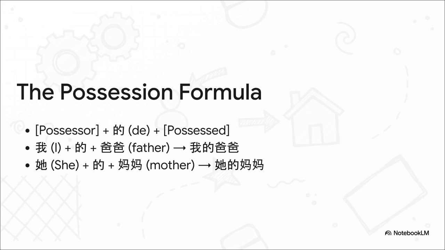As you can see from our examples, we took the owner, 我, added de, added the person, baba, and we got 我的爸爸. We did the exact same thing with ta and mama. And this isn't just for people. It works for objects, concepts, places, absolutely anything. This is your foundational tool for expressing ownership.